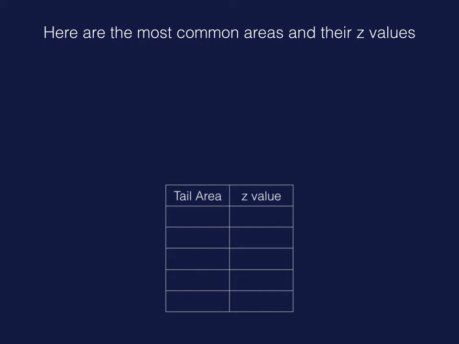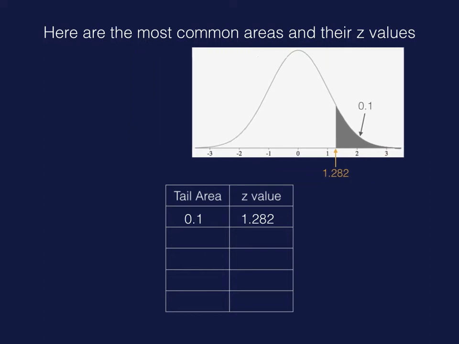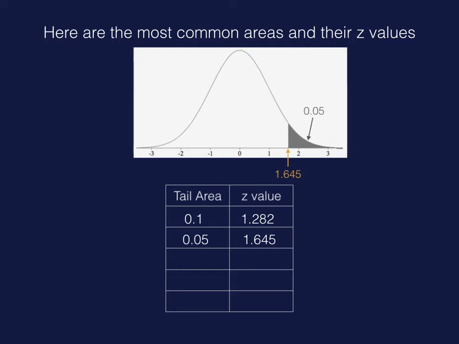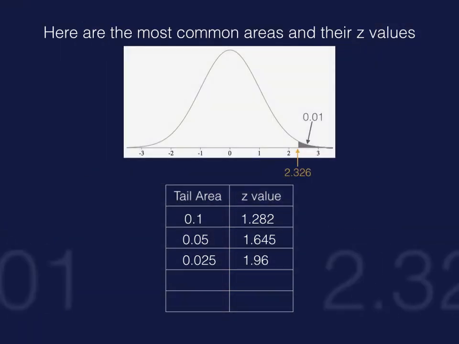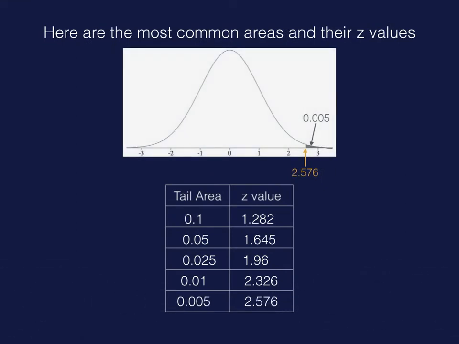Okay, and here are the most commonly used areas and their z values that we're going to use. If you want a tail area of 0.1 or 10%, the z number is 1.282. If you want 5% area in the tail, it's 1.645. 2.5% is 1.960. 1% area is 2.326. And if you want 0.5% area, it's 2.576.